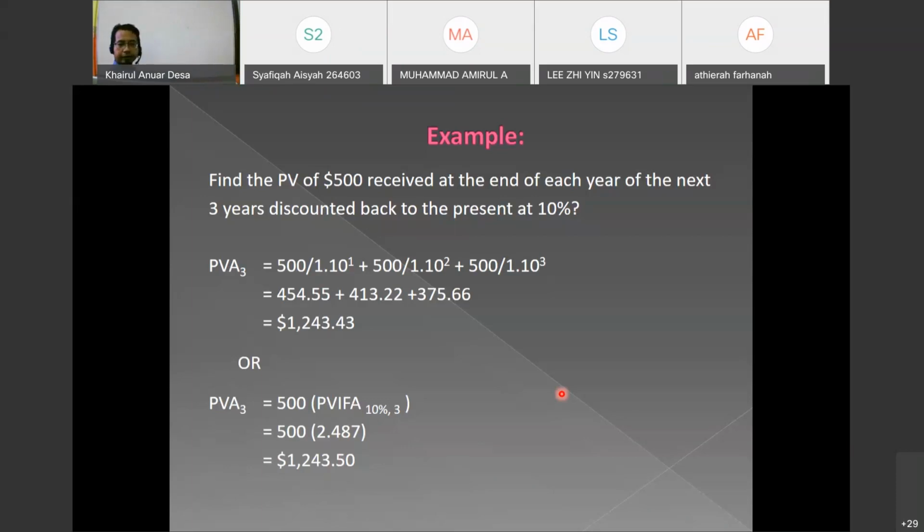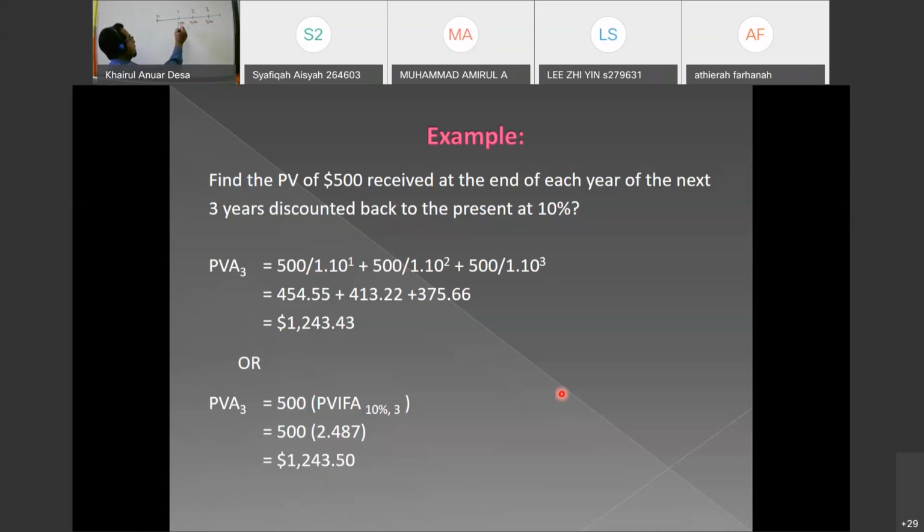Here you can see, using the timeline. Okay. Kalau kita buat timeline ni macam tadi, apa yang kita boleh nampak? Okay. Let's say here year 0, 1, 2, and 3, 3 years. So the payment happened at the end of the period. Okay. 500, 500, and 500.